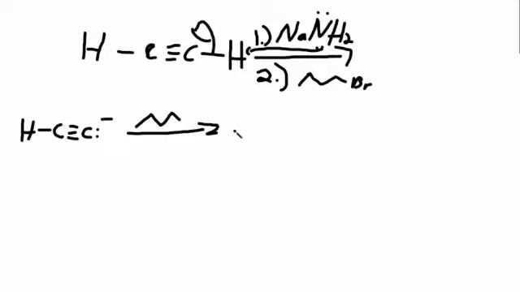So if I add my 1-bromobutane, we should get, by SN2, this: 1, 2, 3, 4. Always check to make sure you have the right amount of carbons. 1, 2, 3, 4. 1, 2, 3, 4. Okay, but you might notice, well, a terminal here, I still have a terminal hydrogen here.